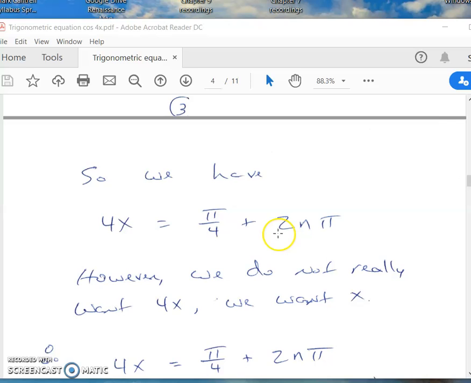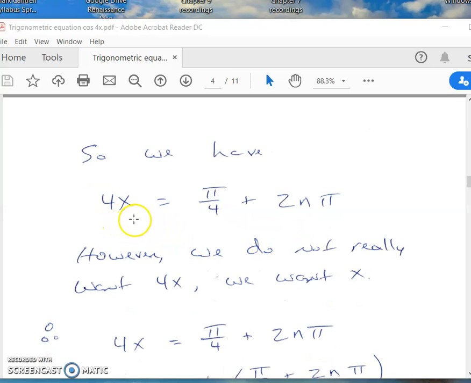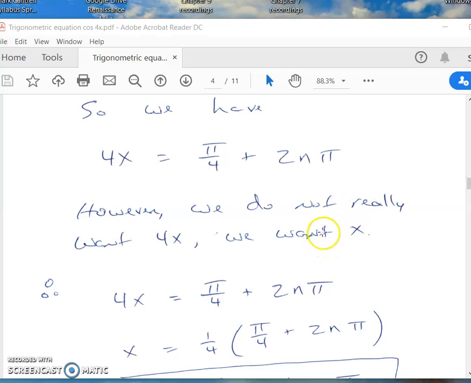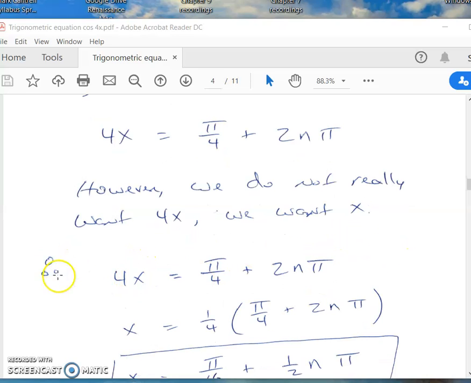Okay, so what have we got? We've got 4x is equal to pi over 4 plus 2n pi. That's a family of solutions, or a set of solutions. Well, is it Miller time? Is it time to quit? No, because we don't really want 4x. We want x. This symbol stands for therefore. Therefore, what we do is we take 4x is equal to pi over 4 plus 2n pi.